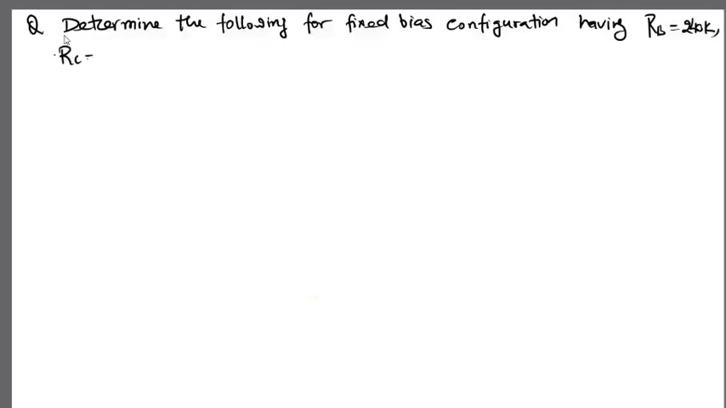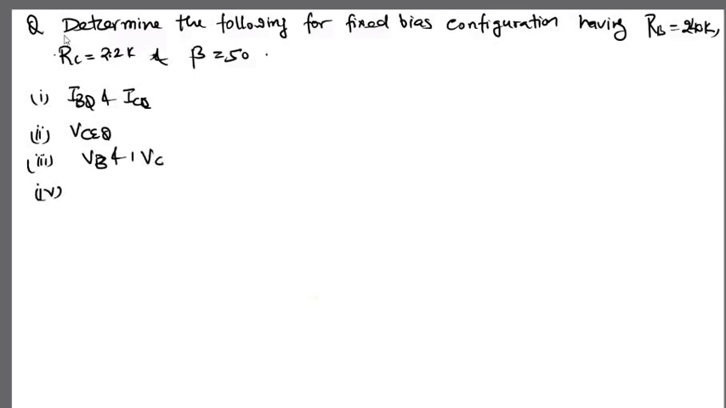And what we have to determine? First one, IBQ and ICQ. Second one, VCEQ. Third point, you have to determine VB and VC. And fourth point, VBC.